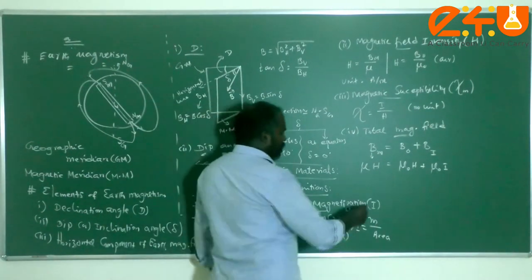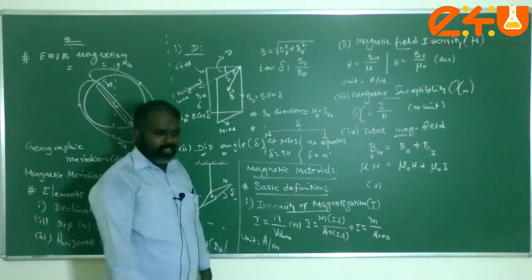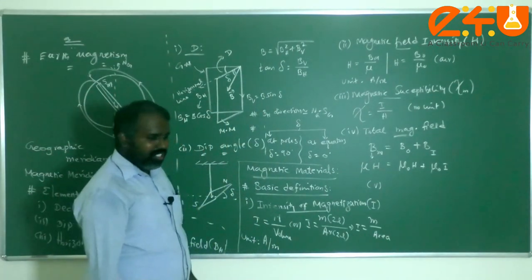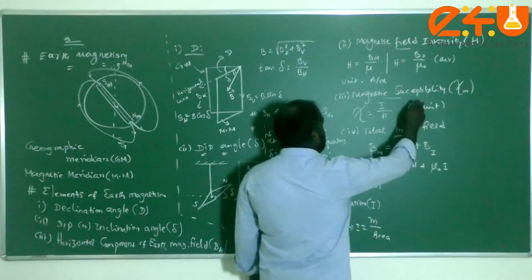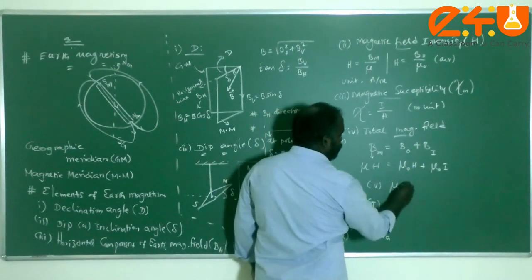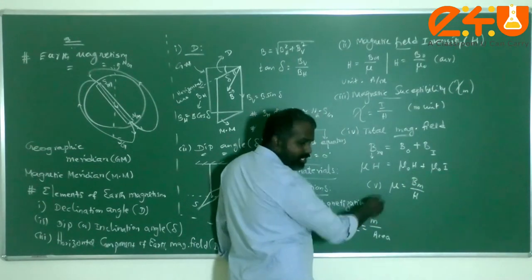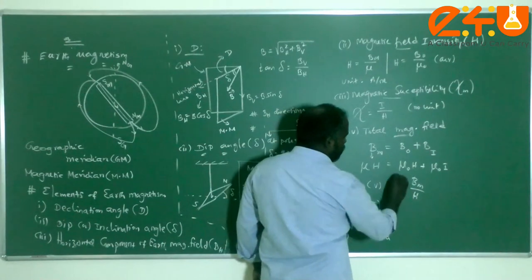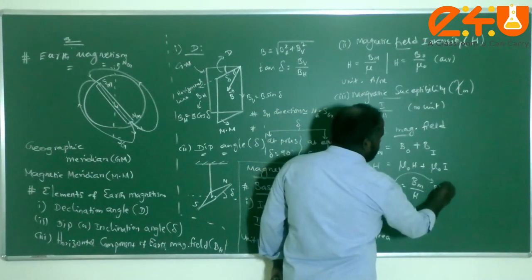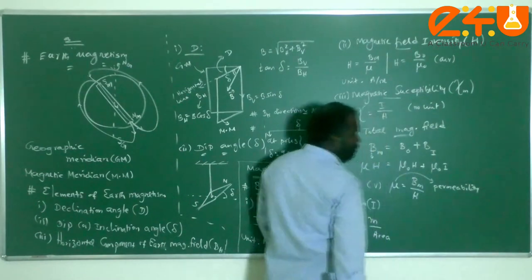The fifth definition, or fifth parameter, that we are going to discuss is permeability. From this equation we can say that mu is equal to B_m divided by H. This is the permeability of the medium.